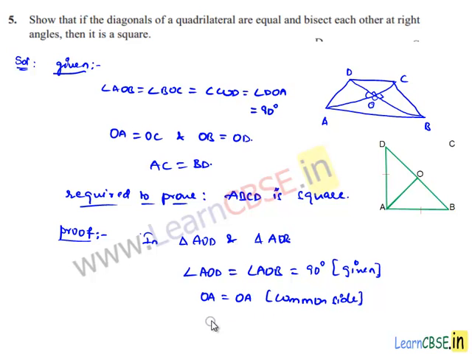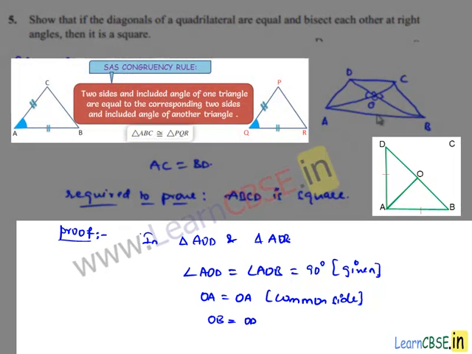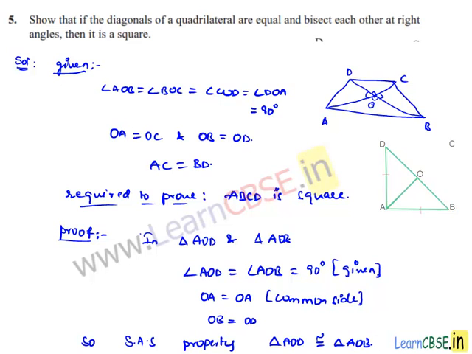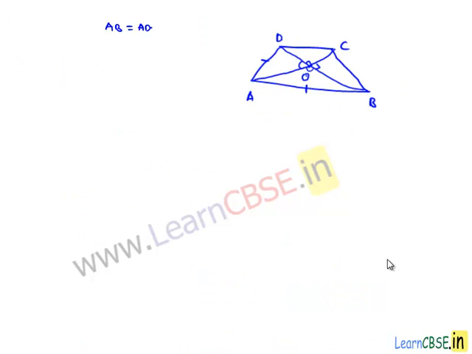Side OB will be equal to OD, since AC bisects BD at O. So we can say here the two corresponding sides and an angle are equal in both the triangles. Therefore, by SAS property of congruency, triangle AOD is congruent to triangle AOB. We know that when two triangles are congruent, their corresponding sides will be equal. So here we can equate AB is equal to AD. Let us name it as equation number 1.